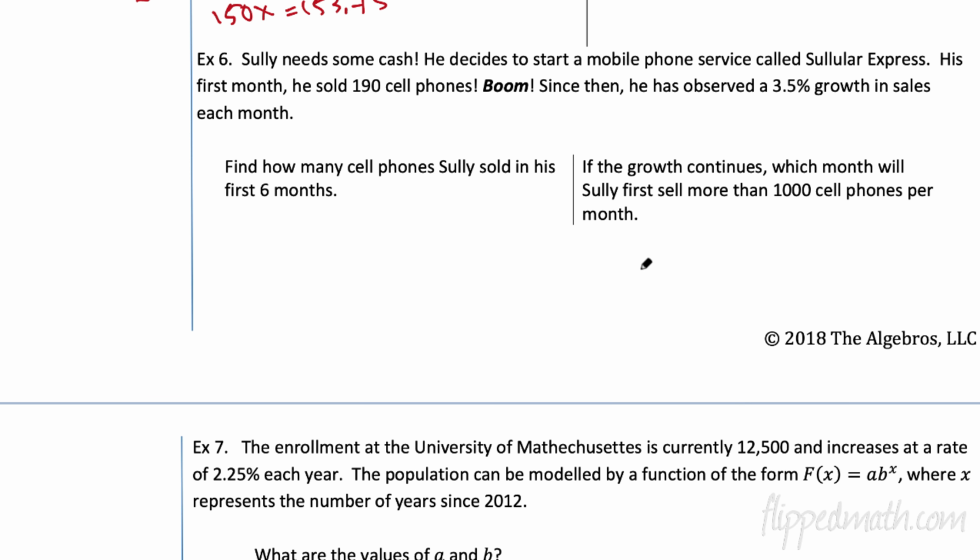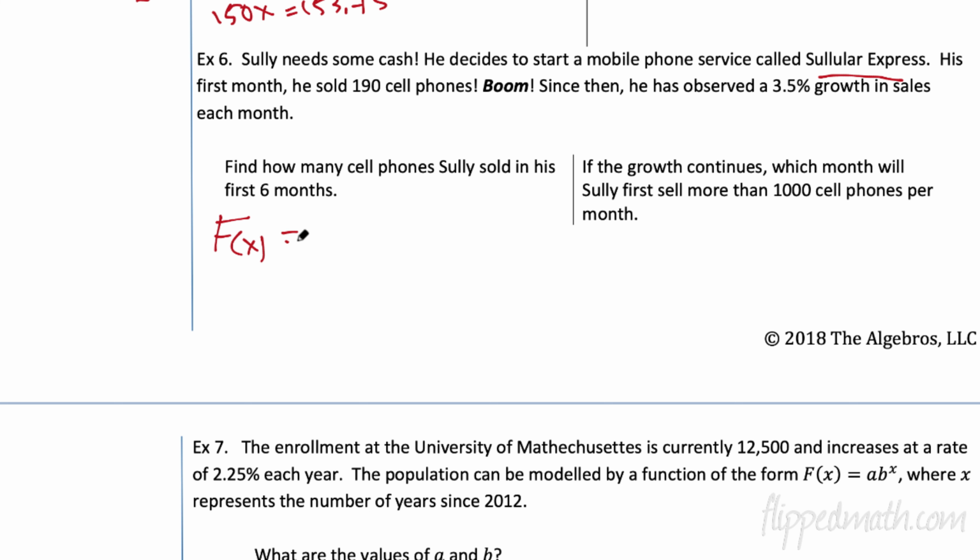All right, number 6, Sully needs some cash. So we're going to cash Sully outside. How about that? Okay, he's going to start a mobile phone service called Cellular Express. Classy, huh? That's classy. First month, he sold 190 cell phones. Since then, he's observed a 3.5% growth in sales. So let's create a function that models this situation.